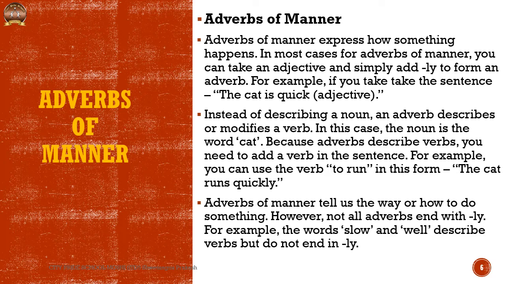So the next sentence, the cat runs quickly. Now you see here, quickly is not describing the cat. Quickly is describing the verb runs. So an adverb of manner tells us the way or how to do something. And remember, not all adverbs end with ly. Words like slow and well do not end with ly, but they are adverbs.